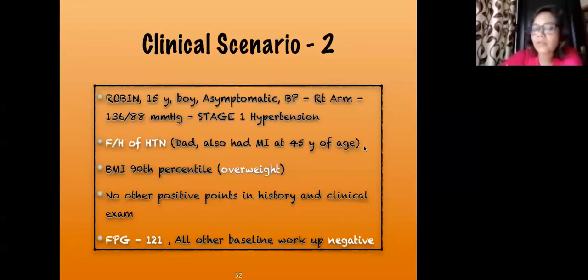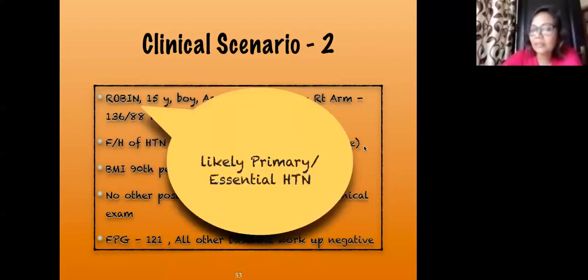examination. You do a workup, you see that his fasting plasma glucose is 121, which means that he is all set up for the metabolic effects, or something similar to what you see in adults, which is related to the obesity and overweight thing. So all other baseline workup you expect, of course, to be negative in this patient, and there is no evidence of target organ damage also. So likely this patient has primary or essential hypertension.